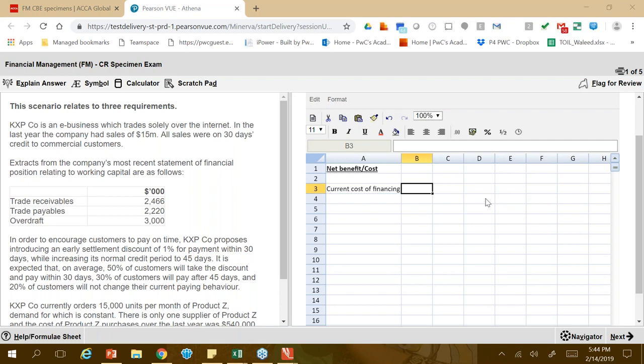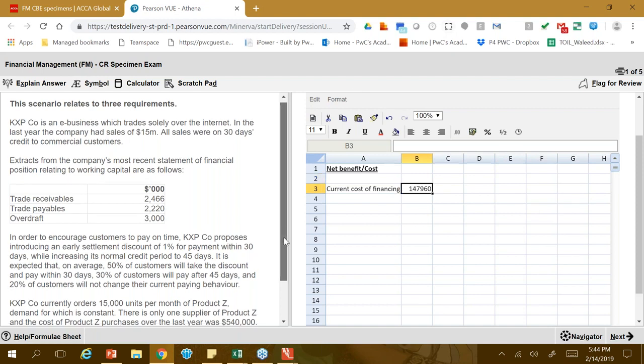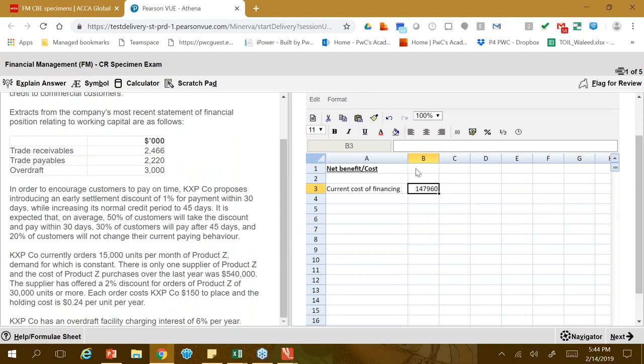Yes, some right answers coming in. We have the receivables balance and we have the overdraft rate. So that should be easy. The receivables balance here is 246,600 and the overdraft rate in this question is 6%. So 246,600, the overdraft rate is 6%, and that gives us 147,960. So receivables 246,600 into 6%, which is the overdraft rate. That gives us the cost of financing. Yes, well done. All of you getting that right.